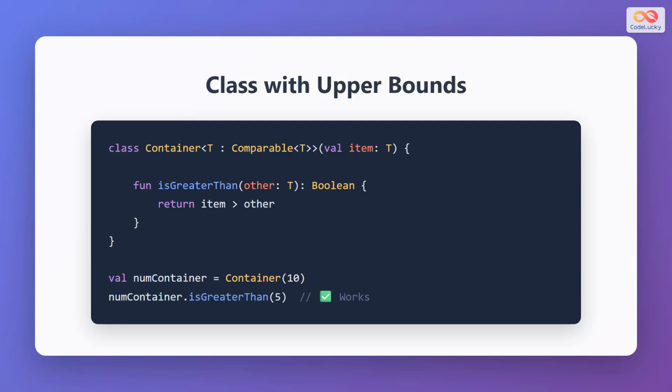Upper bounds aren't just for functions, they work with classes too. Here we define a Container class with a generic type T that must be Comparable with itself. The class stores an item of type T and provides a method called isGreaterThan that compares the stored item with another item. Because T is constrained to Comparable<T>, we can safely use the greater than operator for comparison. When we create a Container with the number 10, the compiler knows that integers are comparable, so the isGreaterThan method works perfectly. This pattern is commonly used in data structures that need to sort or compare their elements.